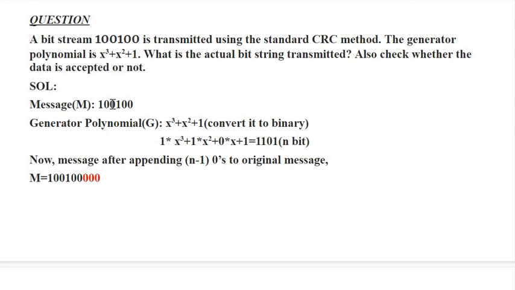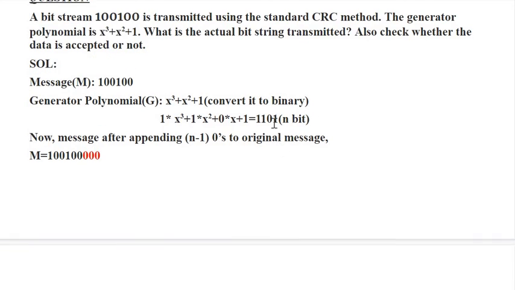So you can see in this case the message is 100100. The generator polynomial is x cube plus x square plus 1. So you have to convert this into binary. How to convert? It is a polynomial, so it should be x cube plus x square plus x plus 1. You can see here x is missing, so the coefficient of that x will be 0, and whichever terms are present, the coefficient will be 1. So 1 into x cube plus 1 into x square plus 0 into x plus 1. We can ignore the variable part and only the constant portion is written. So it is 1101. So this is n bit.